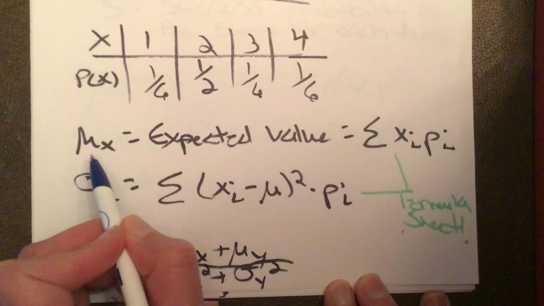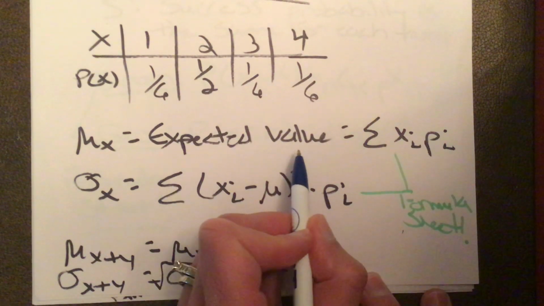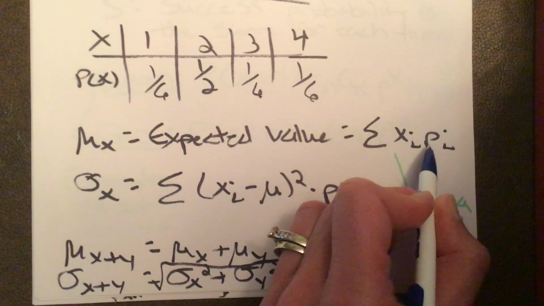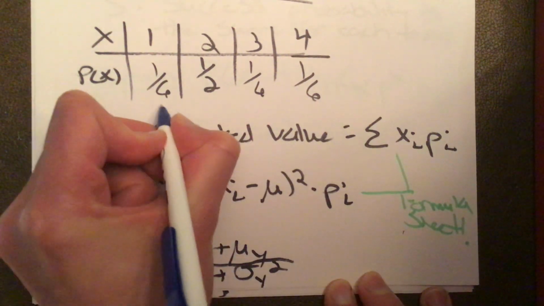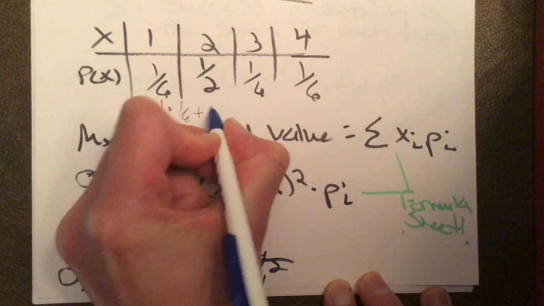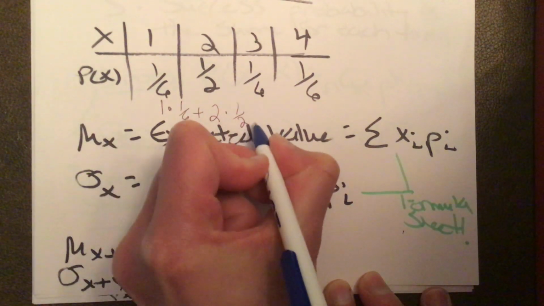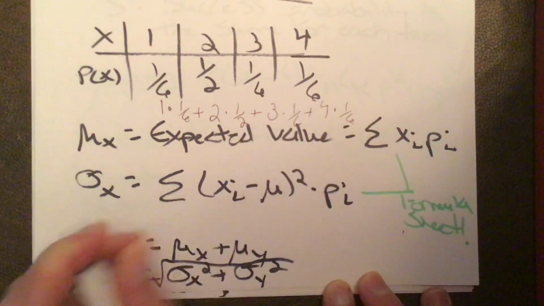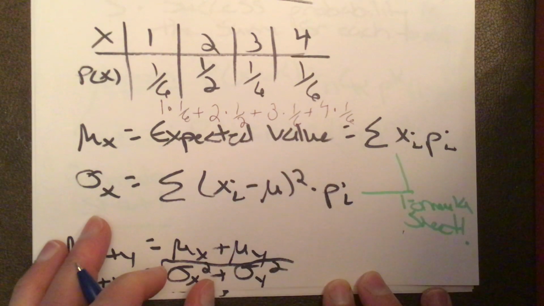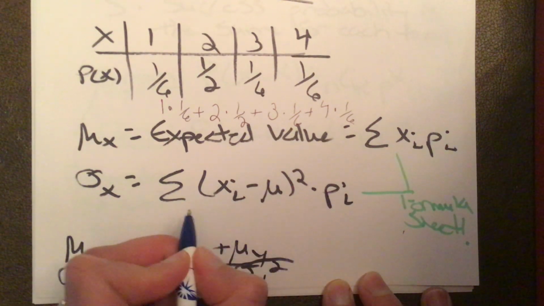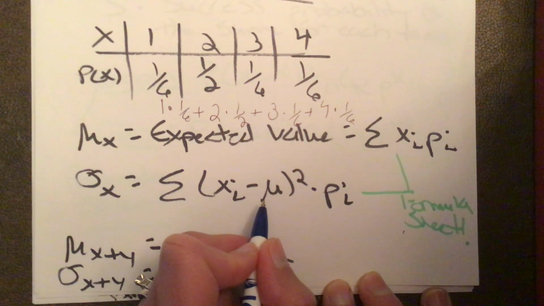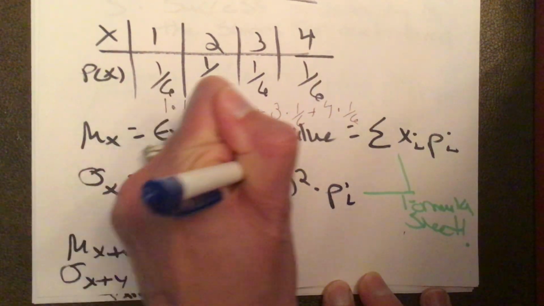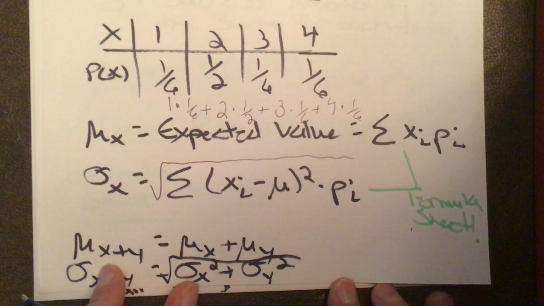Remember, another name for the mean is the expected value, because it's what you would expect in the long run. It's the sum of all the data values times their probabilities added up. So just to show you here, you do 1 times 1/6 plus 2 times 1/2 plus 3 times 1/6 plus 4 times 1/6, and then you just add them up. And then the standard deviation is the sum of the data values minus the mean squared times the probabilities. Whoops, it looks like I forgot: if you want the standard deviation, you have to square root that.